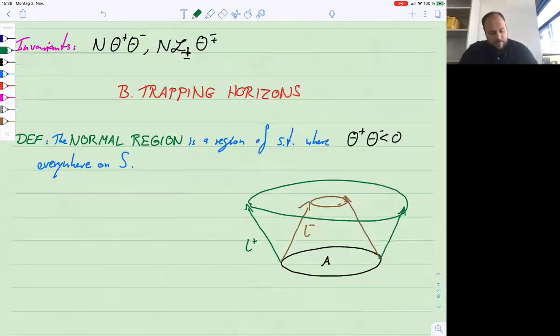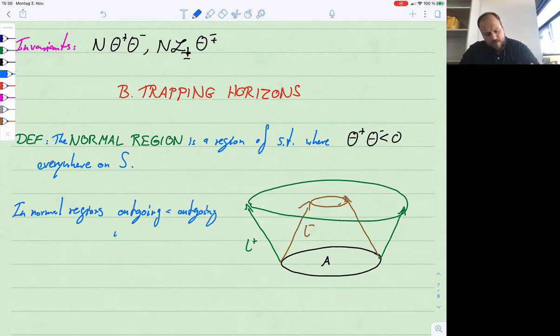So therefore, in normal regions, outgoing is outgoing, and ingoing is ingoing. Because in one direction the expansion becomes negative, and in the other direction it becomes positive. So this is the standard way of defining a light cone.